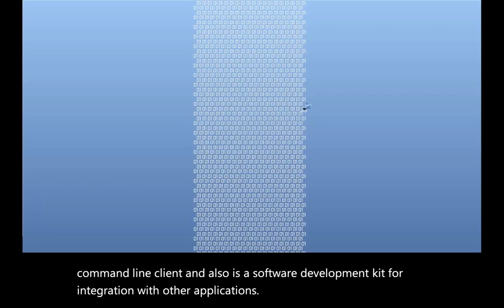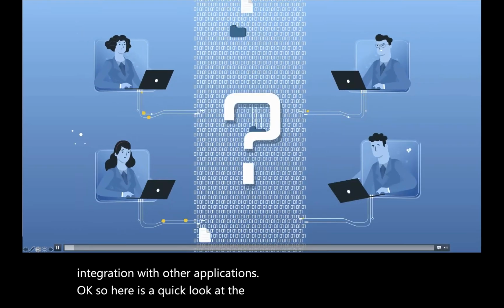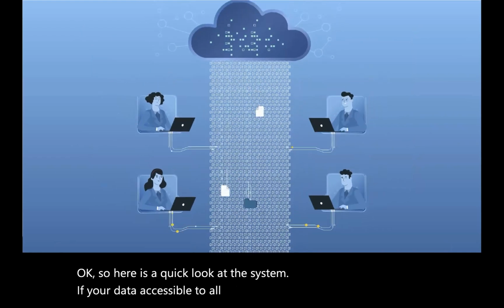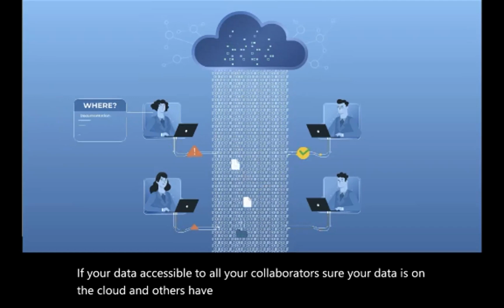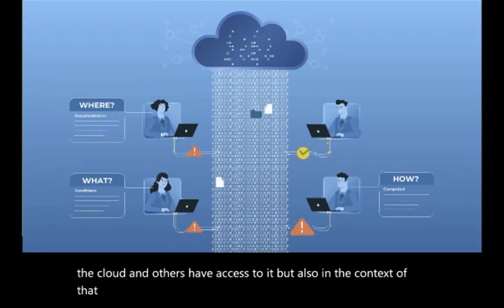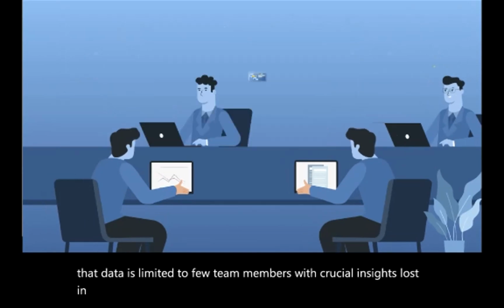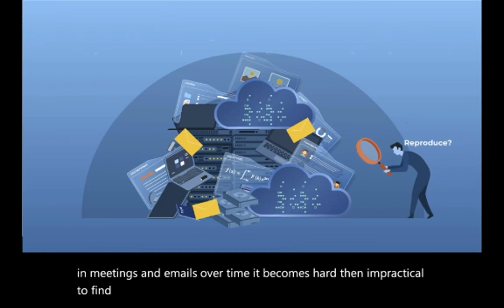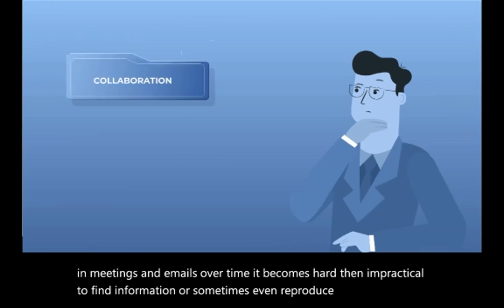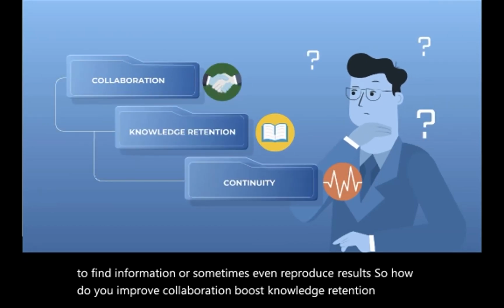Okay, so here is a quick look at the system. Is your data accessible to all your collaborators? Sure, your data is on the cloud, and others have access to it. But often the context of that data is limited to few team members with crucial insights lost in meetings and emails. Over time, it becomes hard, then impractical to find information, or sometimes even reproduce results. So how do you improve collaboration, boost knowledge retention, and maintain continuity with changing team members?